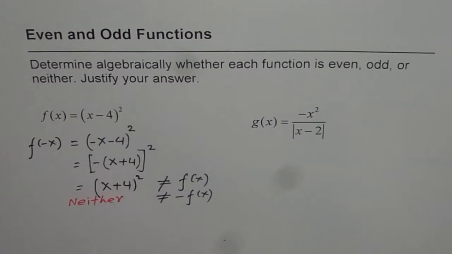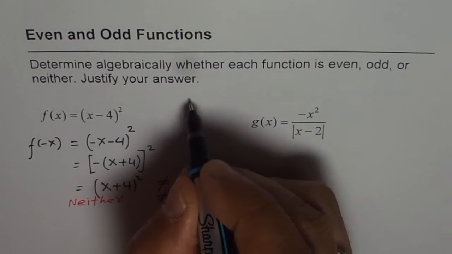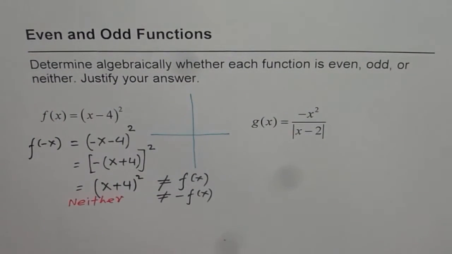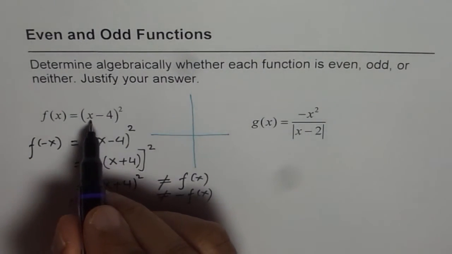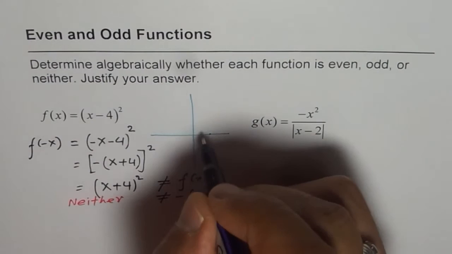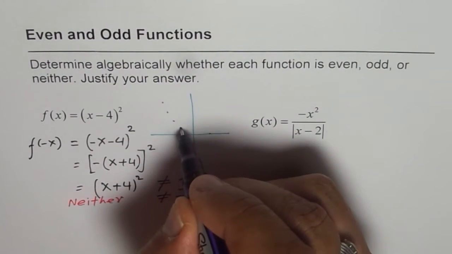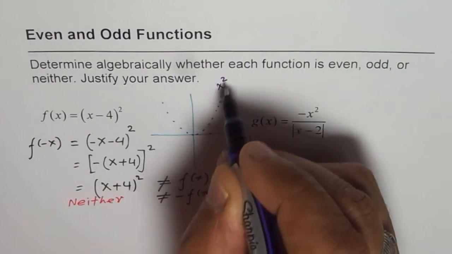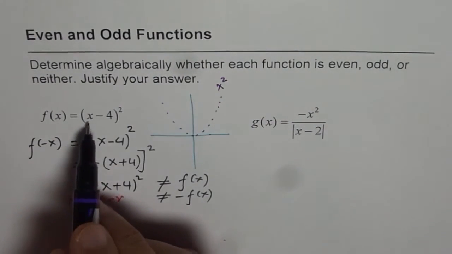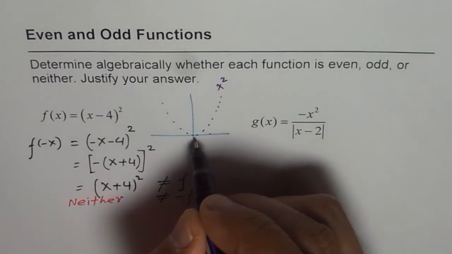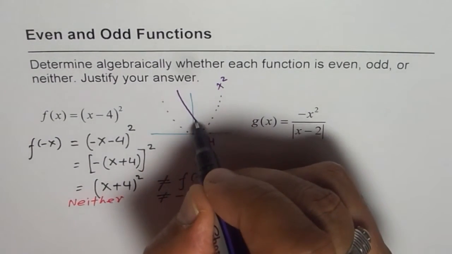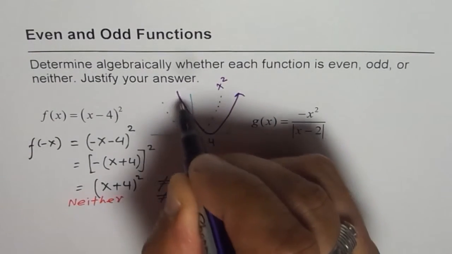So let us look at this function once again. This time I'll graph it for you. Now here, x minus 4 whole square means the vertex is at x equals 4, right? So x squared is a function which is like this, right? This is x squared, which is an even function. But x minus 4 whole square means it has shifted 4 units to the right, correct? So now the function is like this.